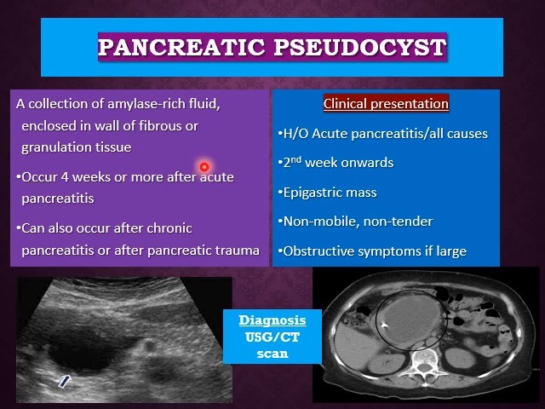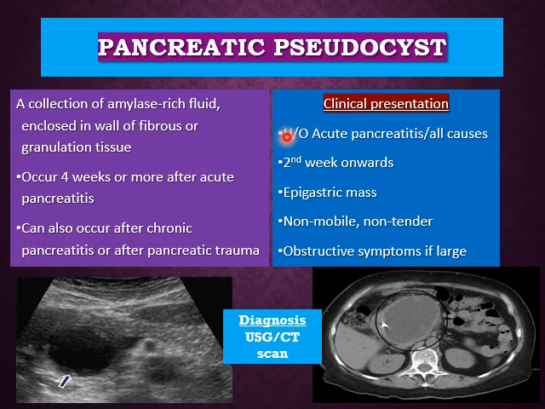Okay. One of the complications of acute pancreatitis is the pancreatic pseudocyst, which is a collection of amylase-rich fluid enclosed in a wall of fibrous or granulation tissue. So it's a pseudocyst. It's a false capsule or false wall. It occurs 4 weeks or more after an acute attack of pancreatitis. It can also occur after chronic pancreatitis or after pancreatic trauma.